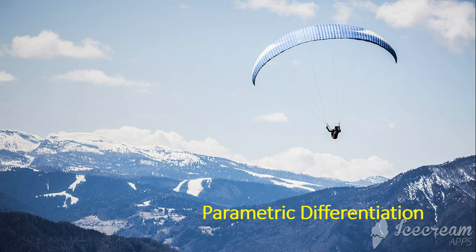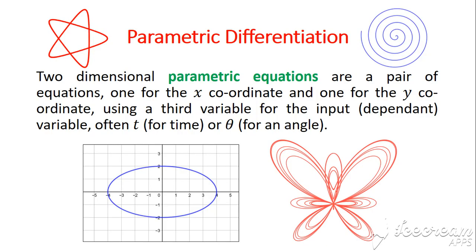In this video we turn our attention to parametric differentiation. Two-dimensional parametric equations are a pair of equations, one for the x-coordinate and one for the y-coordinate, using a third variable for the input, which is the independent variable, and we often use t for time or theta for angle. Now this is pretty new to most of you, but if you have a look at the 4 graphs we've got on the screen, these are all created by parametric equations.